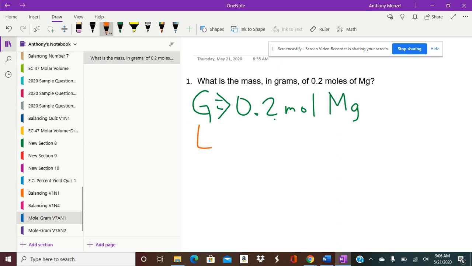So what are we looking for? What is the mass in grams? So we're looking for grams.